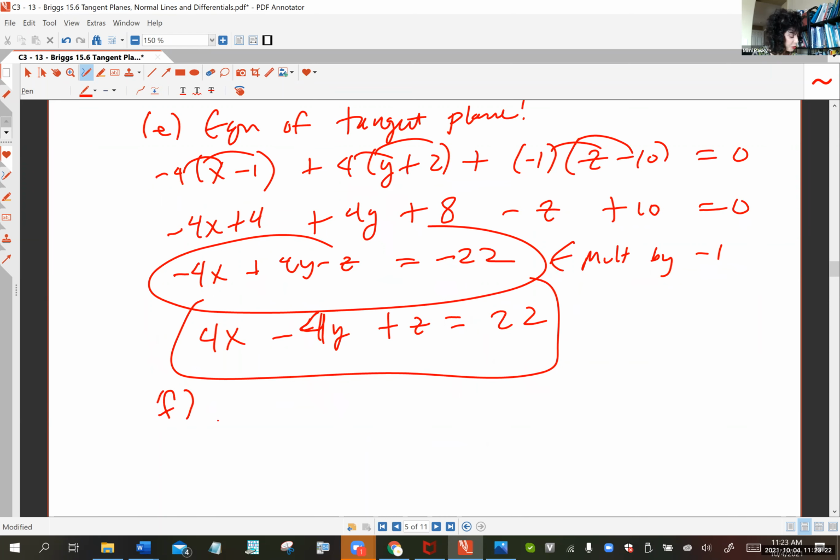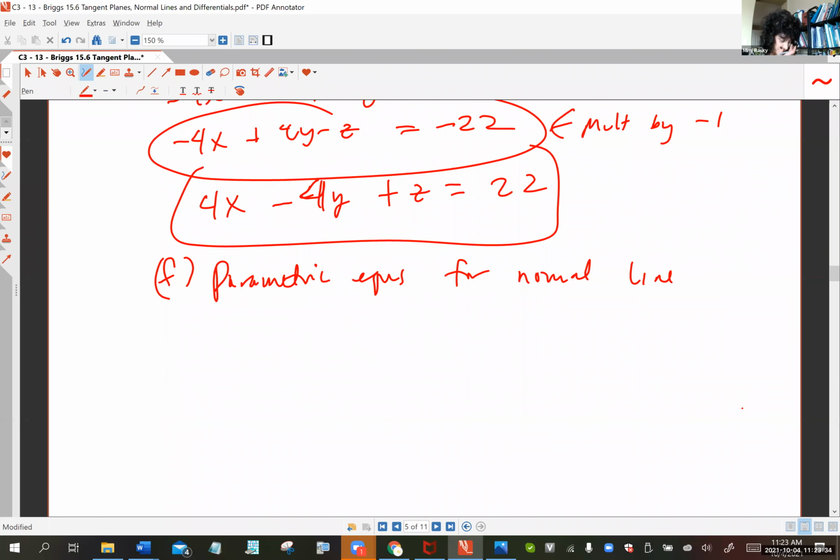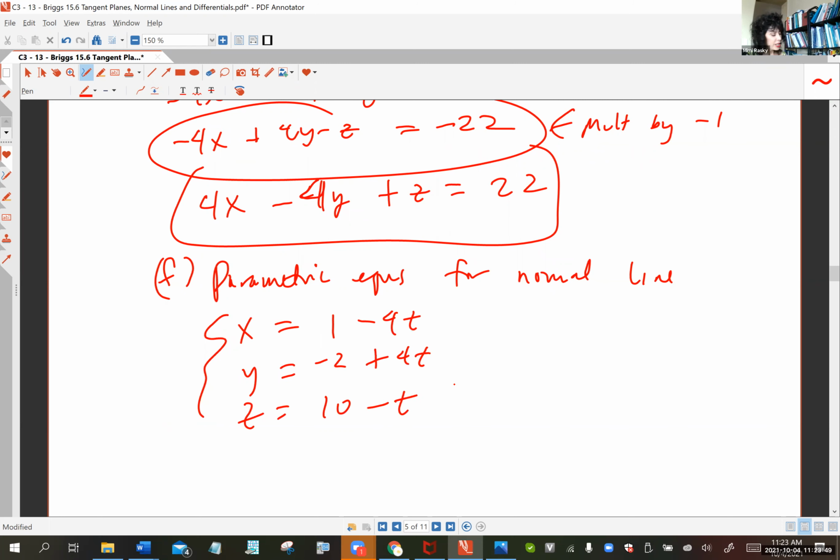And then letter F is super easy, because they want parametric equations for the normal line to the surface, but we already have the direction vector at that point, 1, negative 2, 10. And so we can just use those numbers as the direction numbers for our normal line. Cool. So the parametric equations are 1 minus 4t, negative 2 plus 4t, 10 minus t. There we have the parametric equations for the normal line.